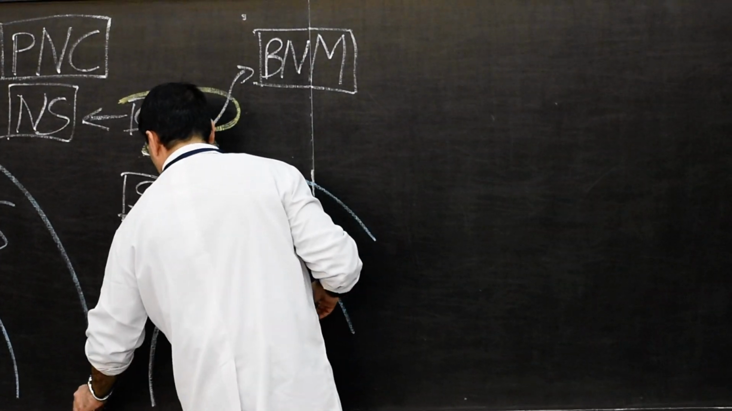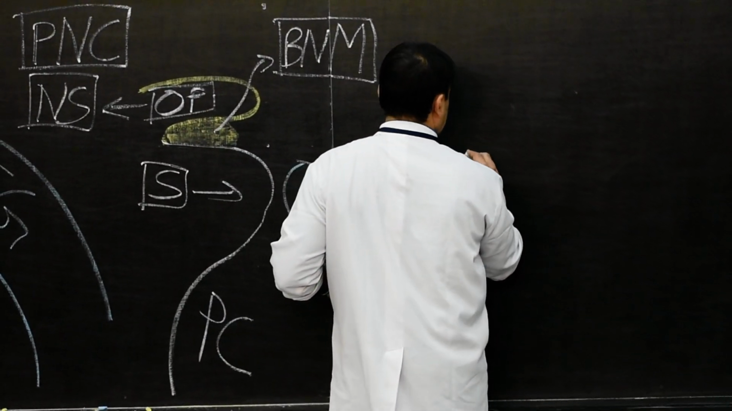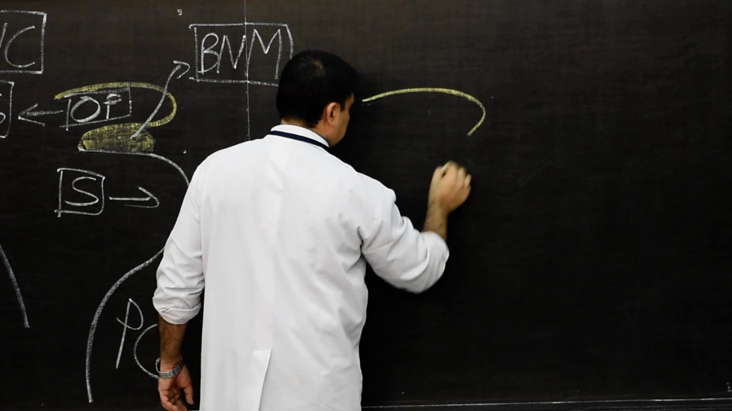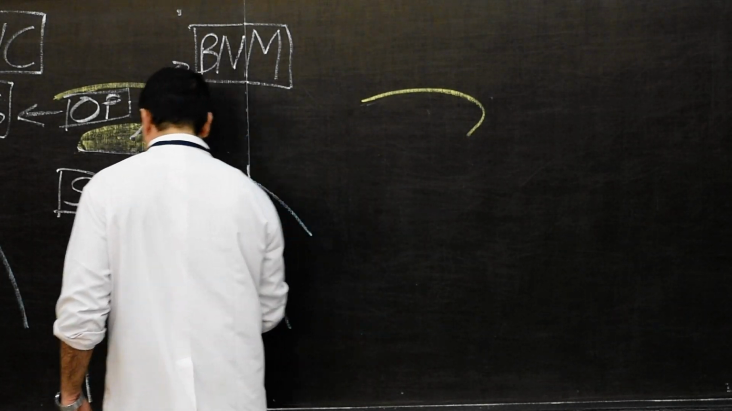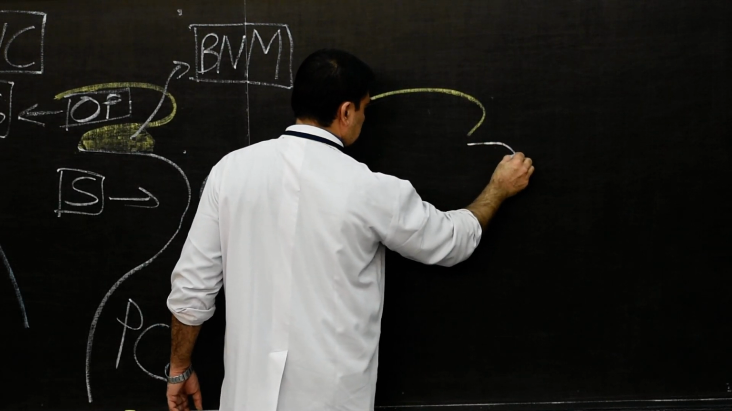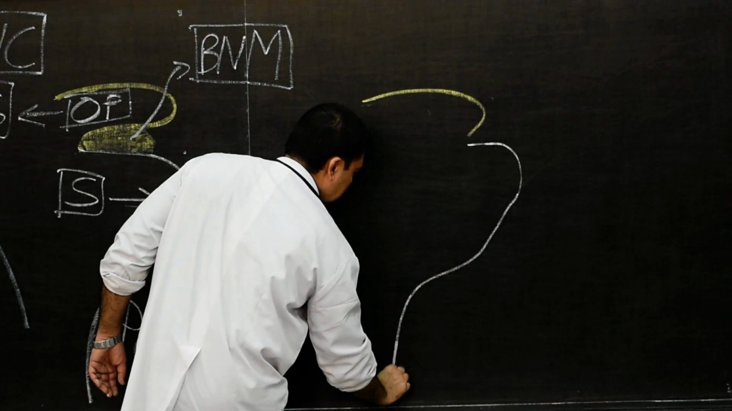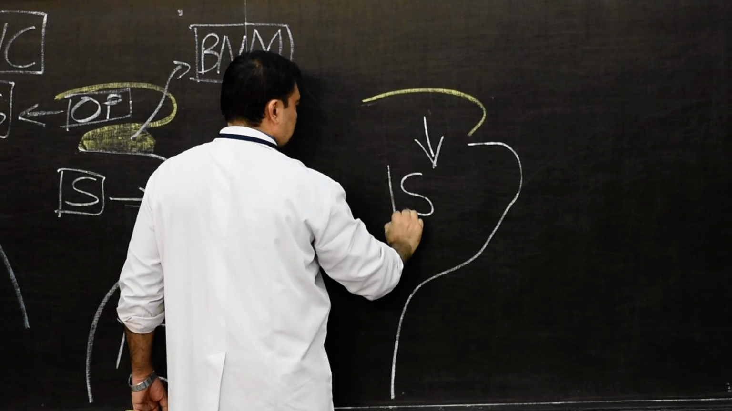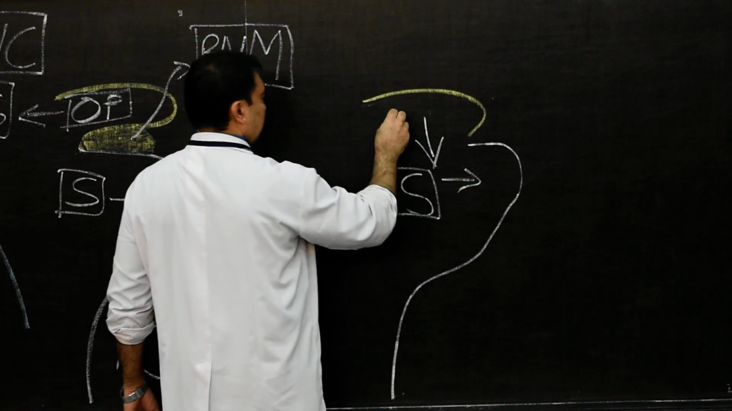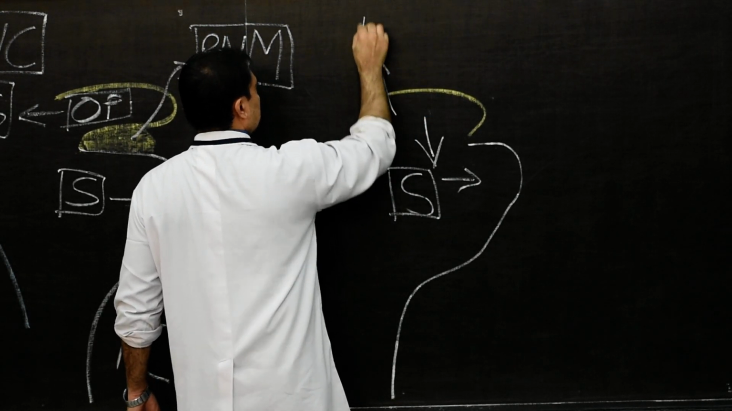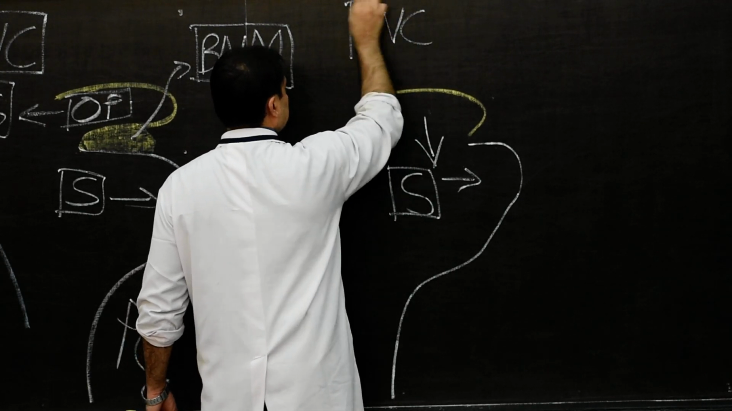Now third point, we come here. In the third point, what we will show is that as the bucconasal membrane ruptures, this will communicate with stomodeum. Bucconasal membrane has ruptured. This will be stomodeum, and here this structure will be known as the primitive nasal cavity.